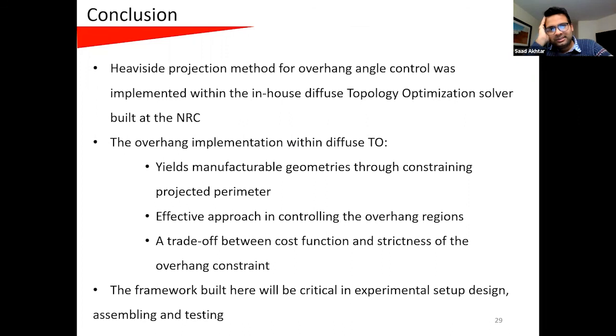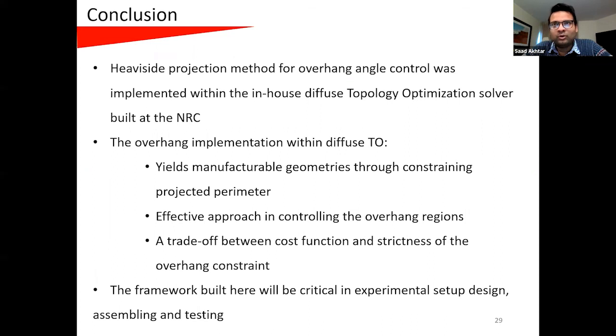So just to conclude the presentation here, the Heaviside projection method for overhang angle control was implemented within the in-house diffuse topology optimization solver that was built at the NRC. At the end of the day, what we got were manufacturable geometries by constraining the projected perimeter, and it turned out to be an effective approach in controlling the overhang regions. The trade-off was found between the cost function and strictness of the overhang. Like I said, incorporating manufacturability constraints comes with a cost, and that's obvious.